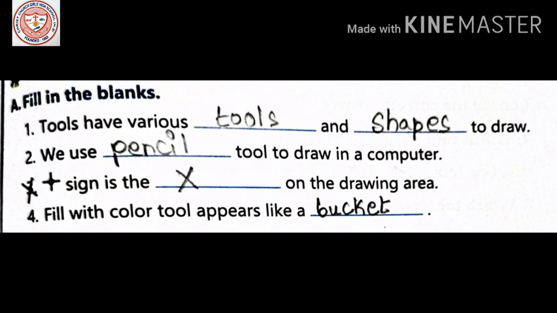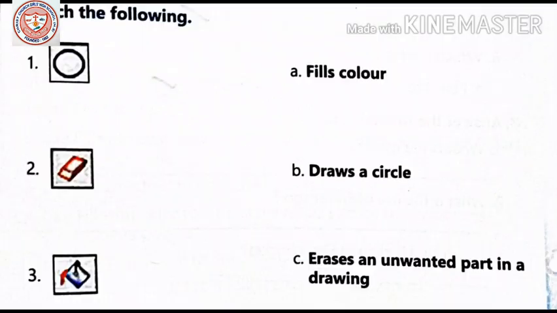Number 4, fill with color tool. Color tool appears like a button. So you know how to match the following. There are 3 tools and the names of the tools are given just beside it. So you know which one is matching, which is the appropriate answer of whom. So you are just going to write the correct numbers in front of the correct answer. Okay.